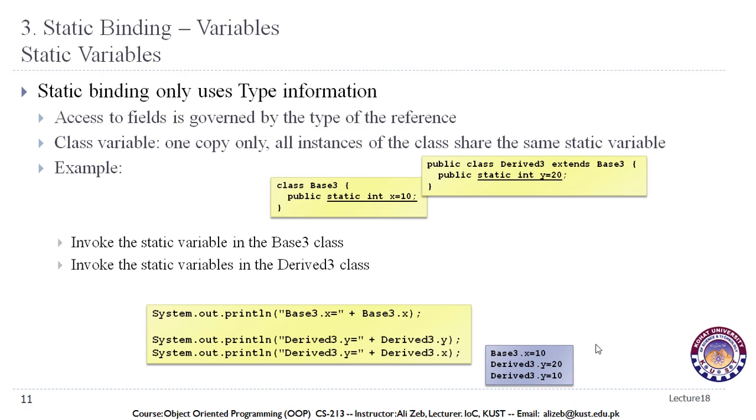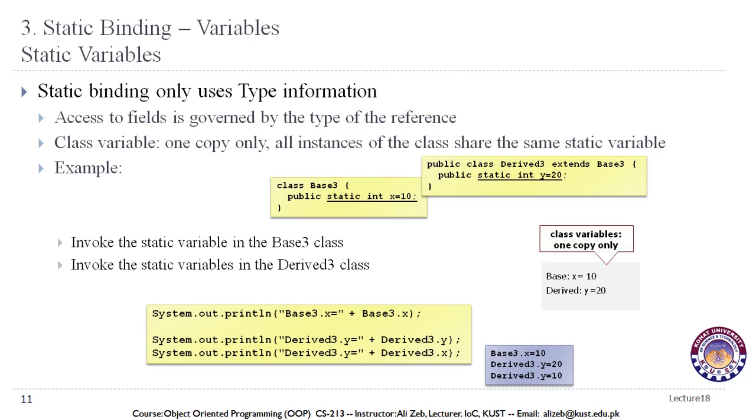Then, for example, since we are printing the value of derived3.x, this should be y and this should be x. So we are accessing the value of the superclass's variable directly with the name of the class. Even if it is inherited by a subclass, we can access this value through the subclass's name, since it has been declared as static.